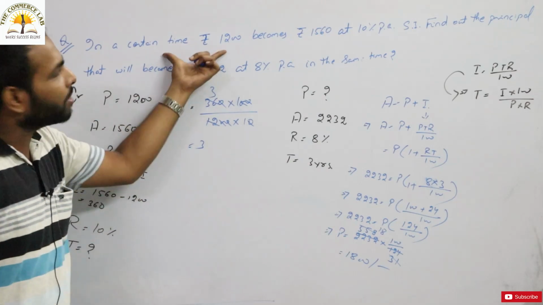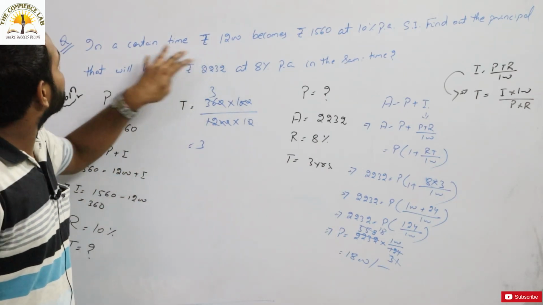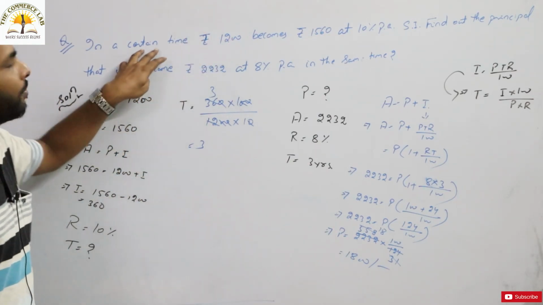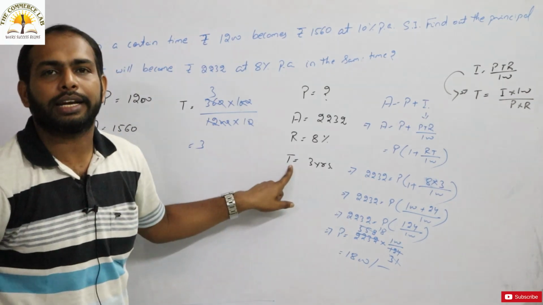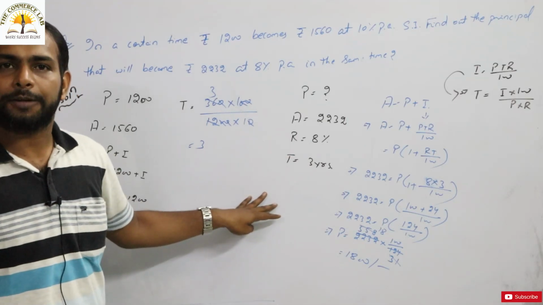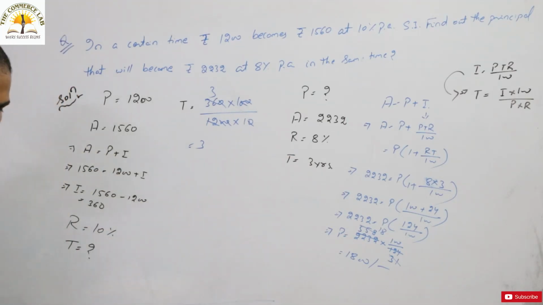Let's see. From the first line, it is given to find out only for a certain time, the time period, that T to be calculated in the second line. Okay, fine. Then next, go for this next one.